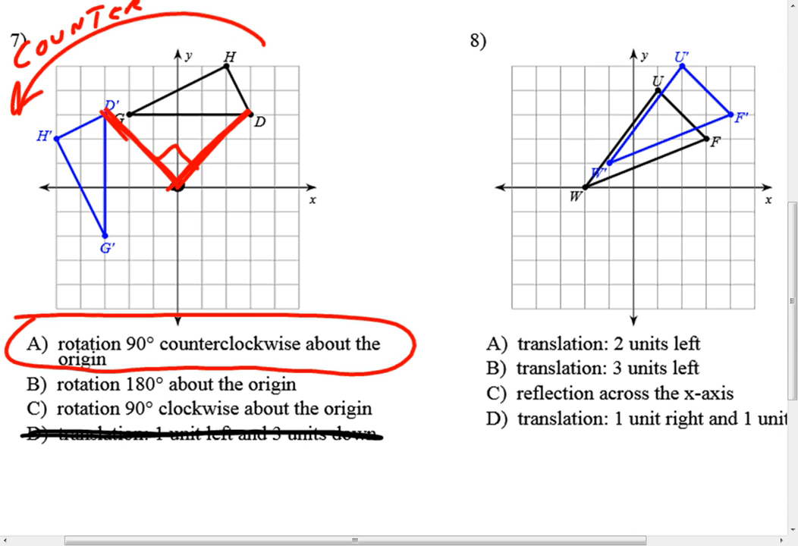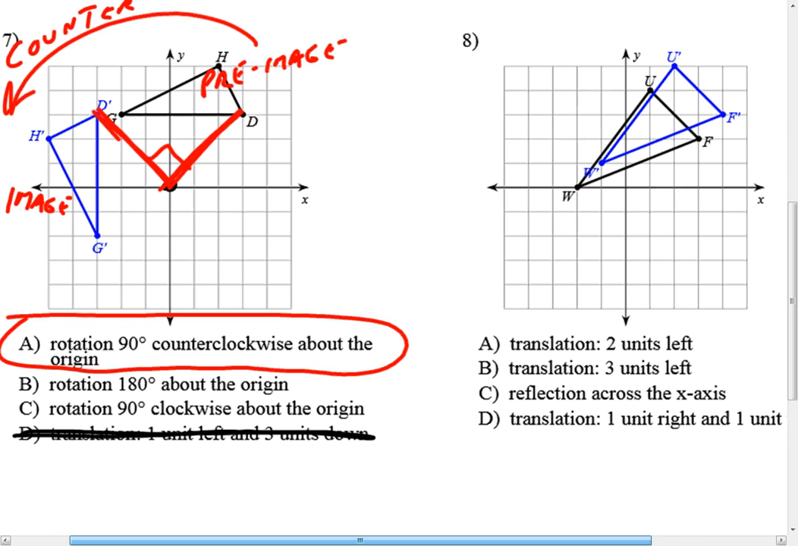Remember that D prime, G prime, and H prime are the end result, the image. This is your pre-image. This is your image. What we will take a look at later on down the road is what happens to those points. We don't just add and subtract to get to the new points. We have to do something different.